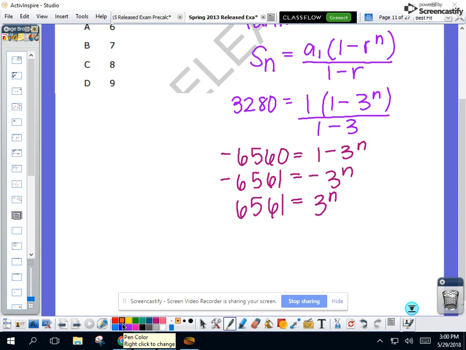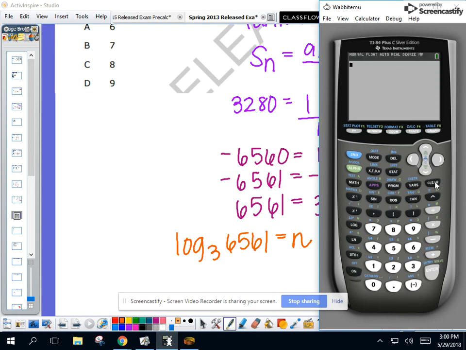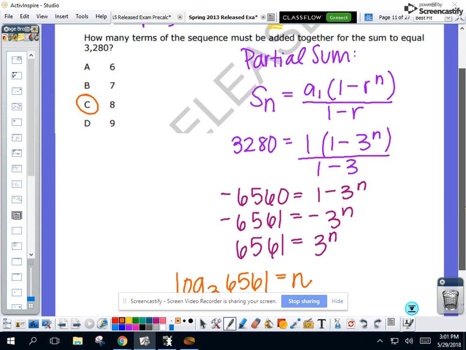Log base answer equals power, so log base 3 of 6,561 will equal n. I can evaluate this on the calculator by going to my nice log base function. I hit math. There it is, letter A, log base 3 of 6,561. The value of n is 8, so we need to add up 8 terms to get a sum of 3,280, that original problem.